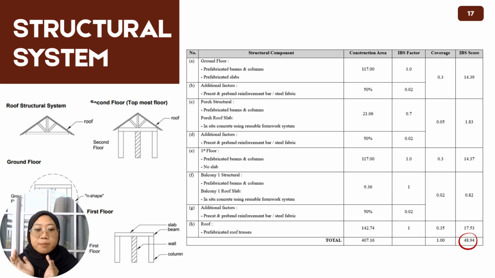And we have the additional factor, which is from table 3. We have 50%, where the IBS factor is 0.02. And then the total construction area for our house is 4007.16, and the IBS score for part 1, which is the structural system, is 48.94 per 50. So proceed to the wall system.